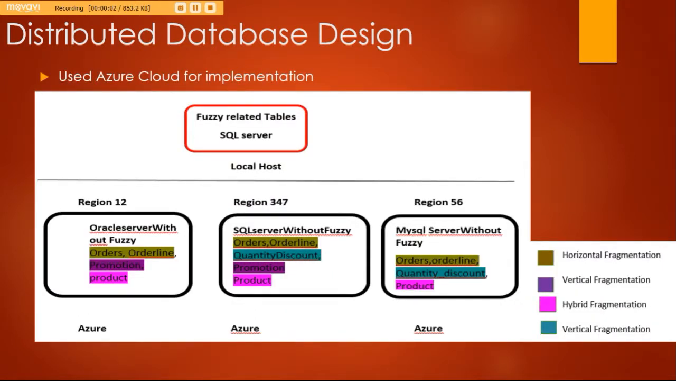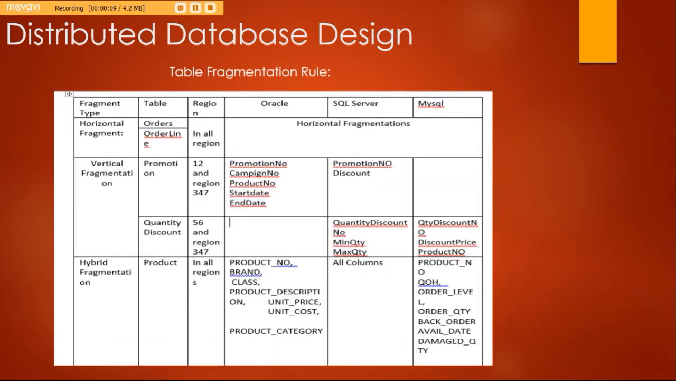Similarly, tables promotion and quantity discount are vertically fragmented. The promotion table was split into two parts with columns. Product number started and ended in the Oracle database, and promotion and discount in the SQL Server database. Thus, vertical fragmentation was implemented. For the quantity discount table, we use quantity discount number, minimum quantity, maximum quantity in SQL Server, and quantity discount number, discount price, product number in the MySQL schema.